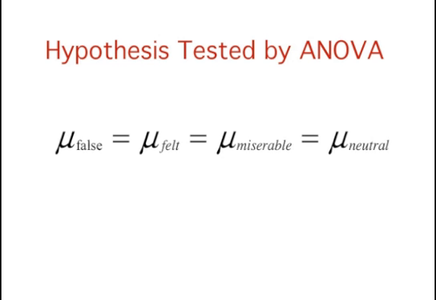ANOVA tests the non-specific null hypothesis that all 4 populations' means are equal. That is, mu false equals mu felt equals mu miserable equals mu neutral. This non-specific null hypothesis is sometimes called the omnibus null hypothesis.